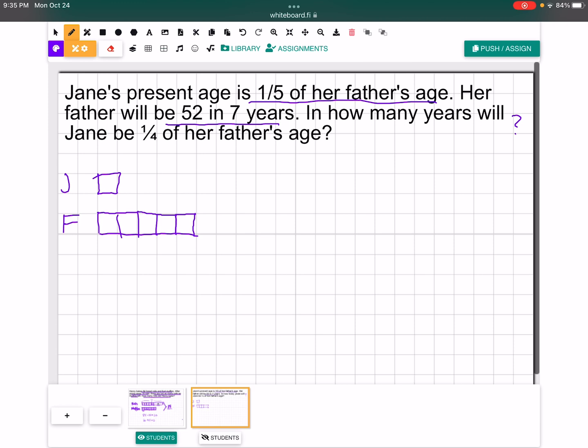So can we figure out what his age is now? Is that possible? Well, sure. We know that he's going to be 52 in 7 years. So if we subtract 52 minus 7, we wind up with 45. And that is her father's age now. So this is 45. So 5 units is 45.